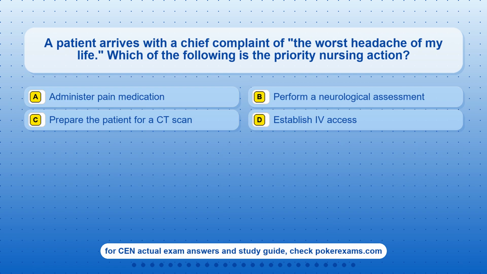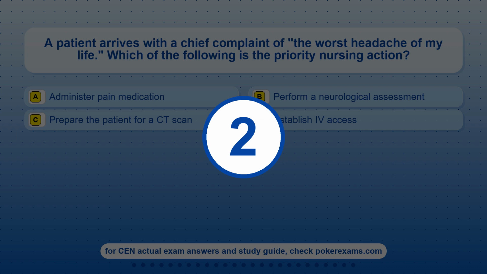Question 6. A patient arrives with a chief complaint of the worst headache of my life. Which of the following is the priority nursing action? Option A, administer pain medication. Option B, perform a neurological assessment. Option C, prepare the patient for a CT scan. Option D, establish IV access.